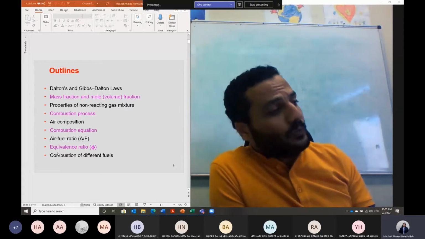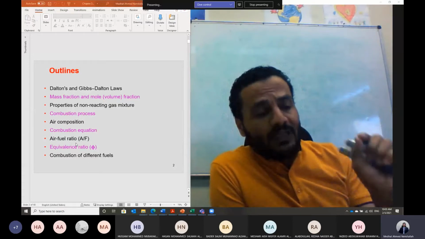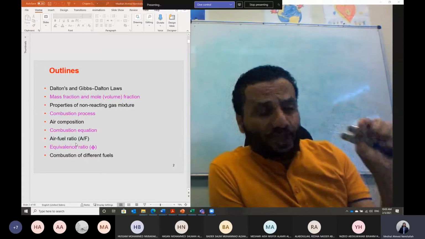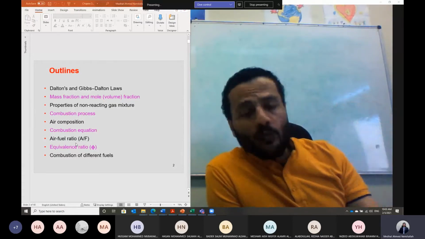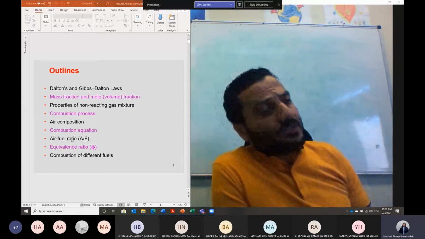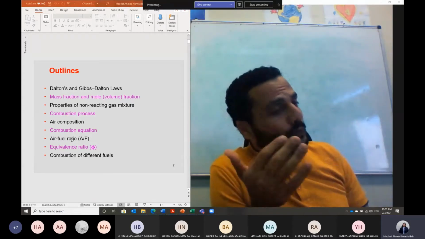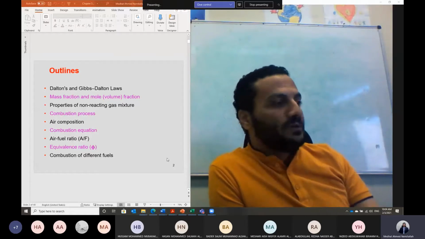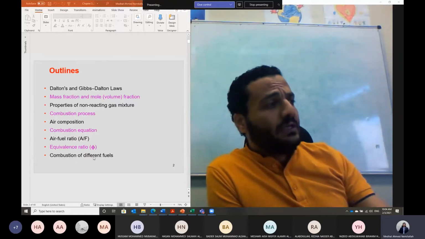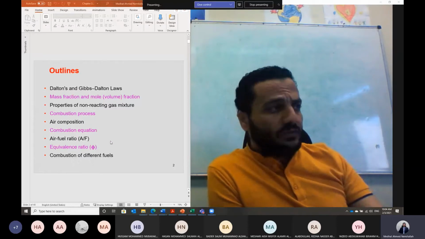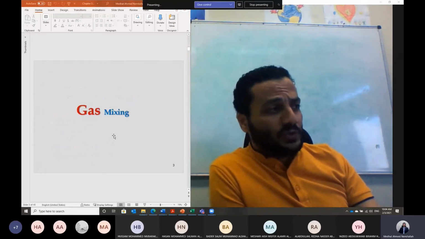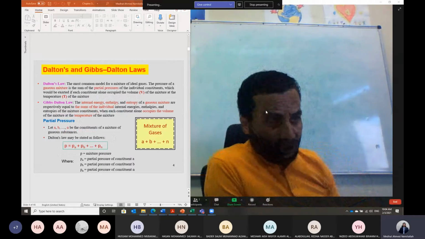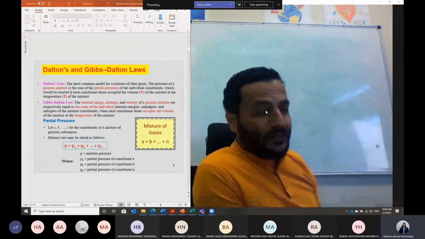And that's why, shabab, we need to calculate the equivalence ratio. It will give us an indication about the actual air to fuel ratio with respect to the theoretical air to fuel ratio. Do we have excess air, or do we have less air? Okay. So inshallah, we'll be learning how to calculate the equivalence ratio. Then we'll be considering the combustion of different fuel, how to write down the combustion equation for the different fuel. Okay, is that clear, shabab?